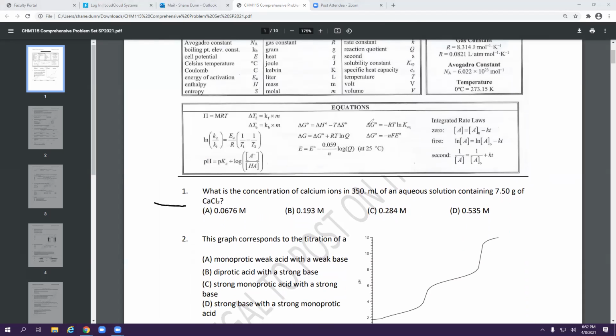Okay. Number one. What is the concentration of calcium ions in 35 milliliters of aqueous solution containing 7.5 grams of calcium chloride? This is a Chem 113 question, actually. So, what am I looking for? Concentration always equals what? Moles over liters. That's molarity. If it's moles over kilograms, that's molality. There's molarity and there's molality. Do not confuse those two. They sound very similar, but they are very different.